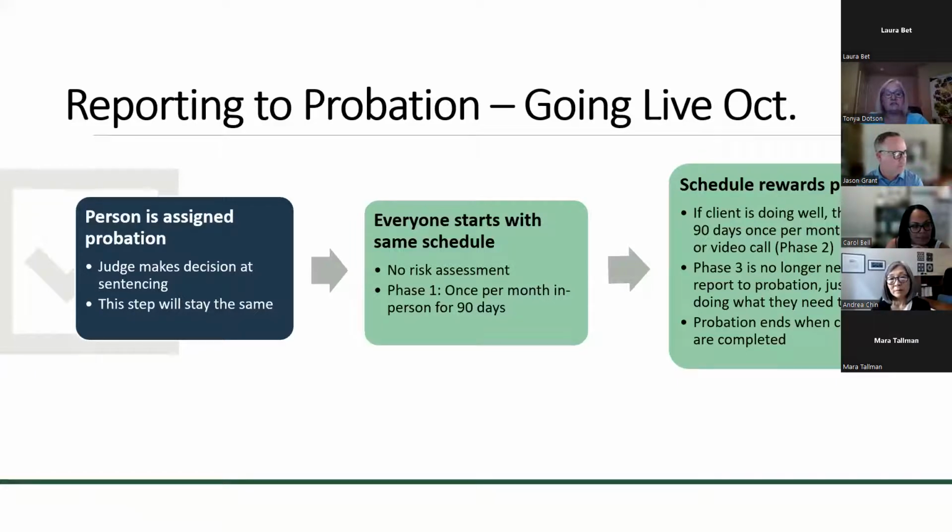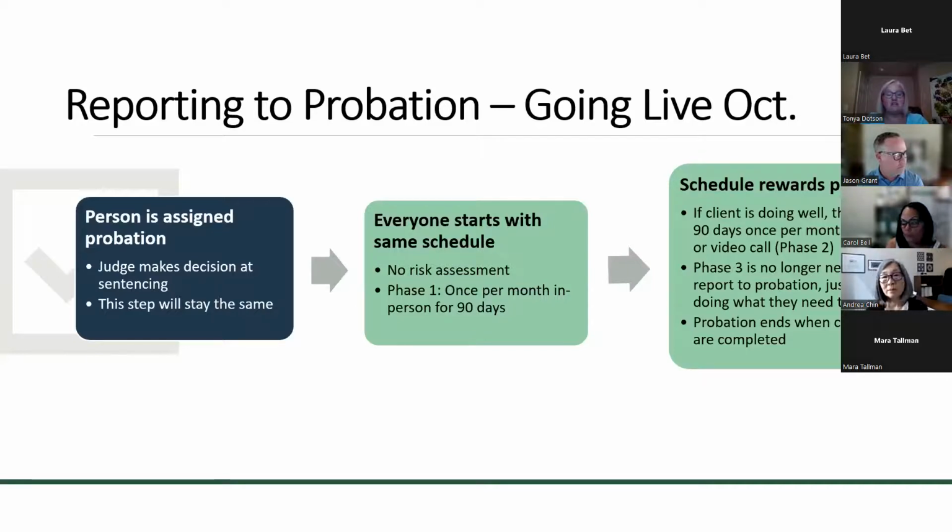SMC has now developed a new classification system as required by the state court rule. The new classification system is broken up into three phases. Phase one, all clients will be starting on phase one, regardless of offense, and will report in person one time a month for the first 90 days. After that 90 days or 3 months, reporting frequency will be driven by the client's performance. If the client is successful staying compliant with their court-ordered conditions, they'll then move to phase two.